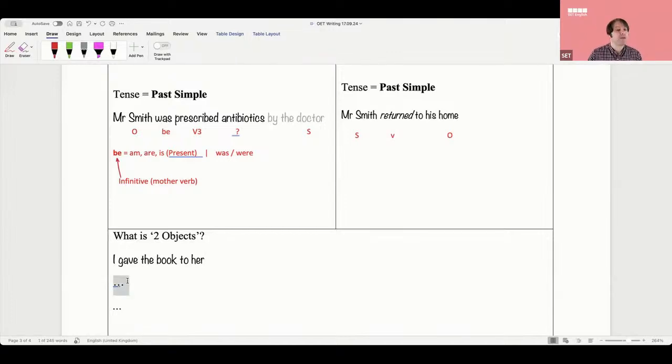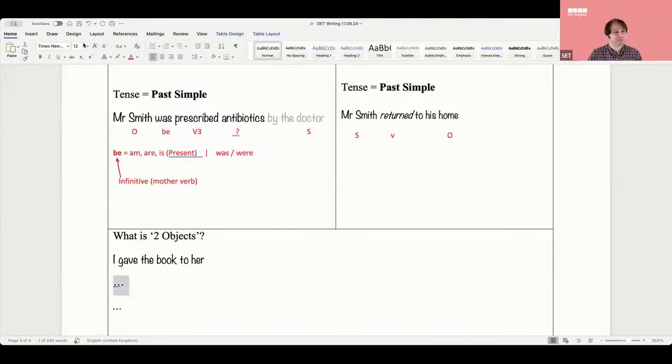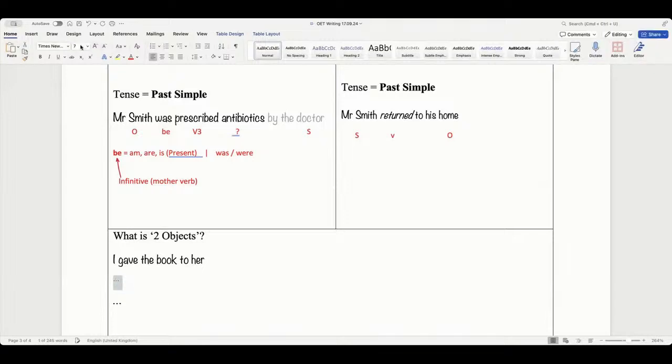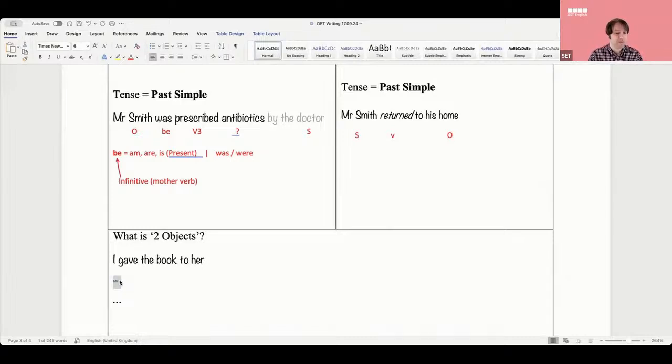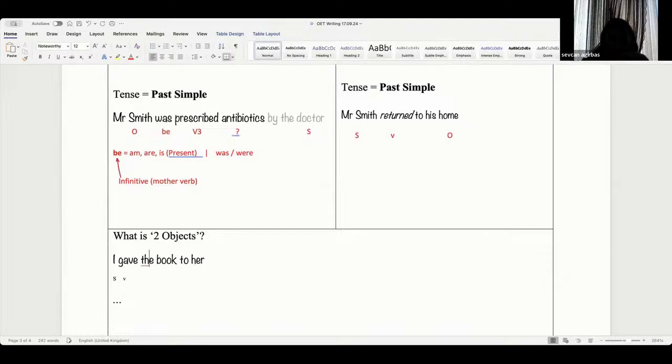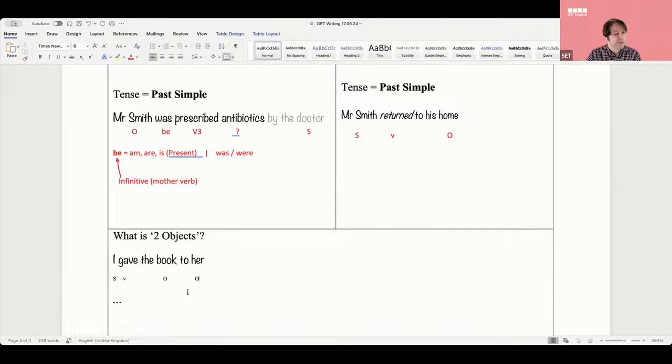Okay, so think about the structure here. Where's the subject, everyone? Subject is I. Where's the verb? Gave. And then where's the object? The book and her. We have two. We have book, and we have verb. Does that make sense, everyone? So sometimes a sentence can have two objects.